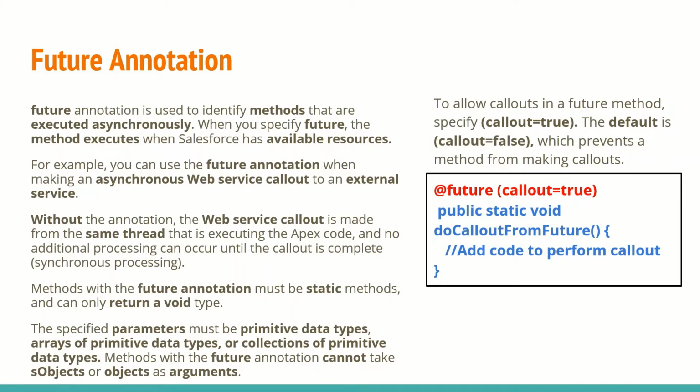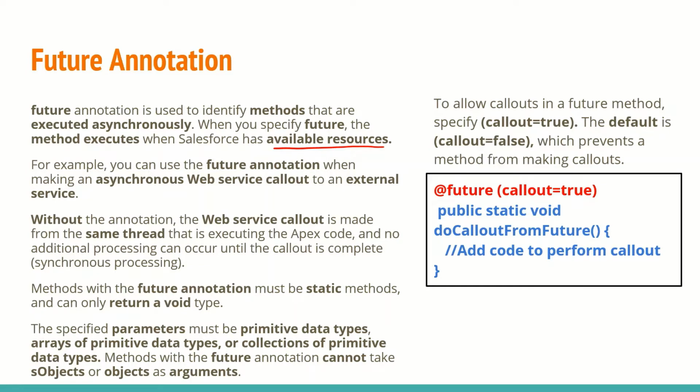We have two processes, that is synchronous and asynchronous. So future is an asynchronous process, so it is executed asynchronously. When you specify future, the method executes when Salesforce has available resources. So it will just check for the resources. If they are free, no transaction is running, then it will run that particular logic or method which is annotated with @future. For example, you can use the future annotation when making an asynchronous web service callout to an external service, because you are not very sure when you will get the response from that particular system.